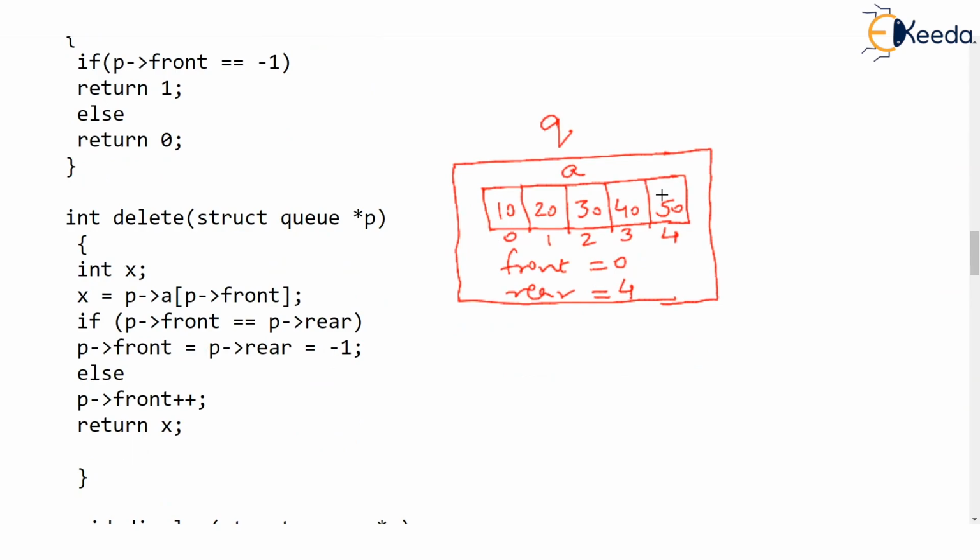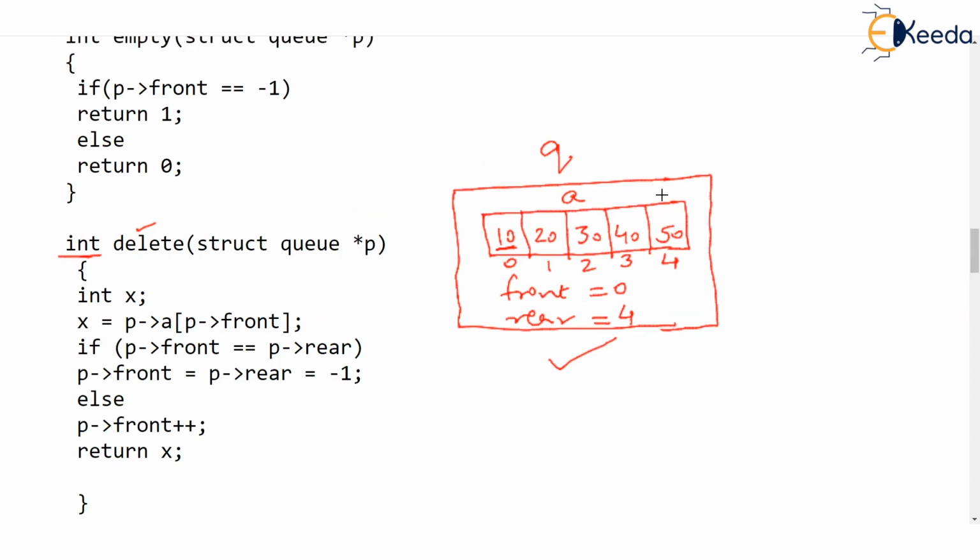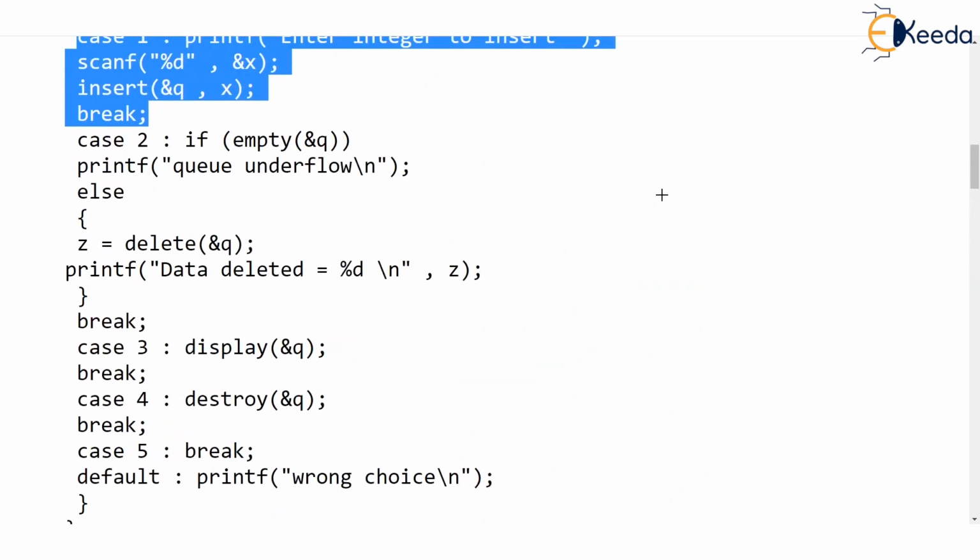So this delete function will not only delete a value but also return the value. So the return type of delete is integer. Like as you see the queue drawn here on the right hand side. First time when you call delete, it's going to delete 10, isn't it? Because 10 is the frontmost element of this queue. So this function is going to return 10 back to main. Let's see how main is going to call delete.